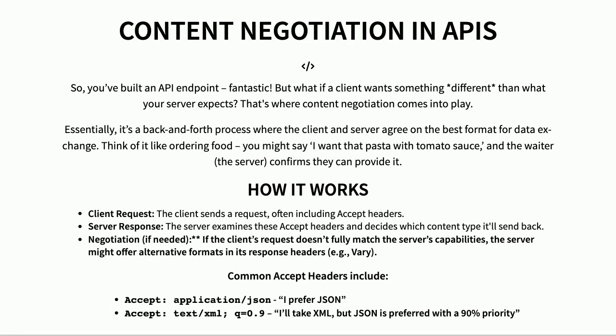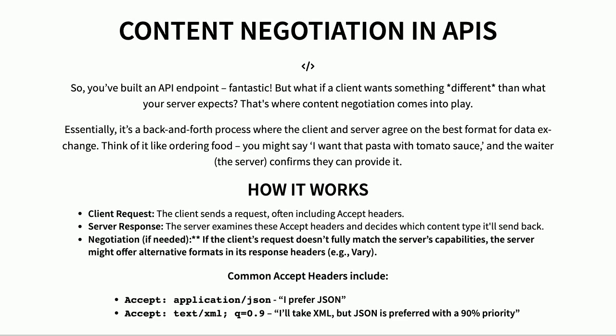Alright everyone, let's talk about content negotiation in API. It's all about flexibility. When you create an API endpoint, it's great to define the expected format, but what if your clients want something slightly different? Content negotiation is how the client and server work together to agree on the best way to exchange data. It's like ordering at a restaurant.